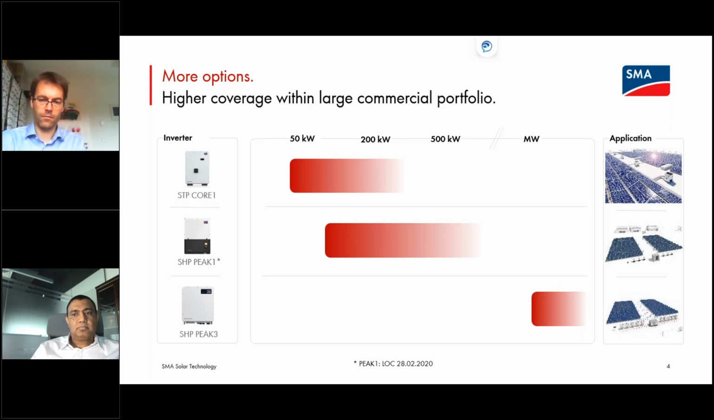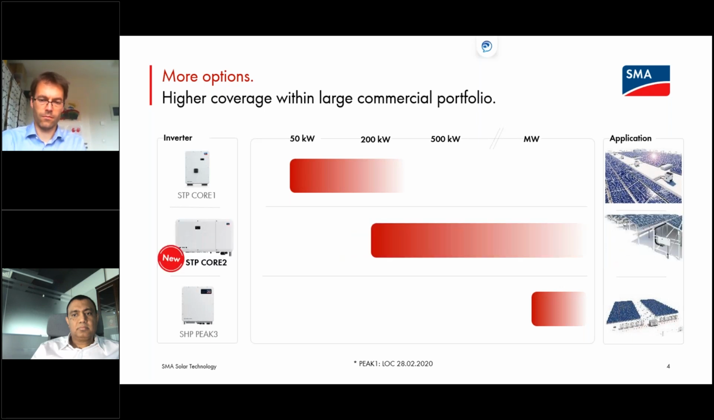So this is the current portfolio, and now adding to that portfolio would be the SDP Core 2 as an inverter with a lot of MPPT trackers, so 12, and with an inbuilt DC combiner. That makes it much more flexible than the former SHP 75, and much more flexible when it comes to different angles and directions of the PV plant itself compared to the SHP Peak 3 inverter, which only comes with one MPPT tracker. So it's bridging from smaller applications to the megawatt parks as projects.